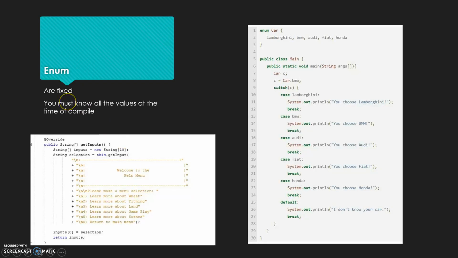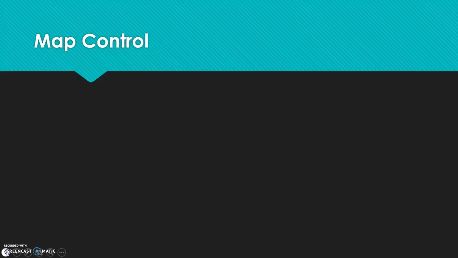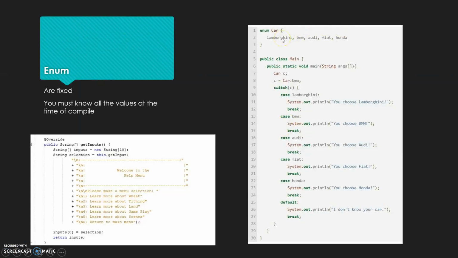All right, an enum. They're fixed and you must know all of the values at the time of compilation. So, for instance, we've got a car. This is just an example I found again. And we know all of those 5 values of that enum. So when the program is compiled, we know exactly that all of our values are Lamborghini, BMW, Audi, Fiat, Honda, all of those. We know that as soon as the program compiles. And so that's when you use an enum.